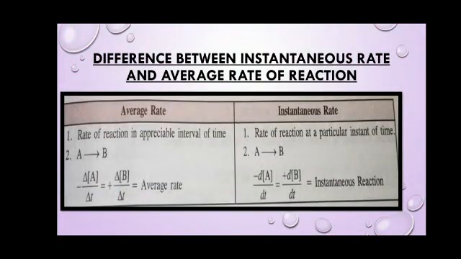Now, the difference between instantaneous rate and average rate of reaction. The first difference is that the rate of reaction in an appreciable interval of time is the average rate, and the rate of reaction at a particular instant of time is the instantaneous rate. Presentation, children, you have seen. The same presentation can be taken as the second difference between average rate of reaction and instantaneous rate of reaction.